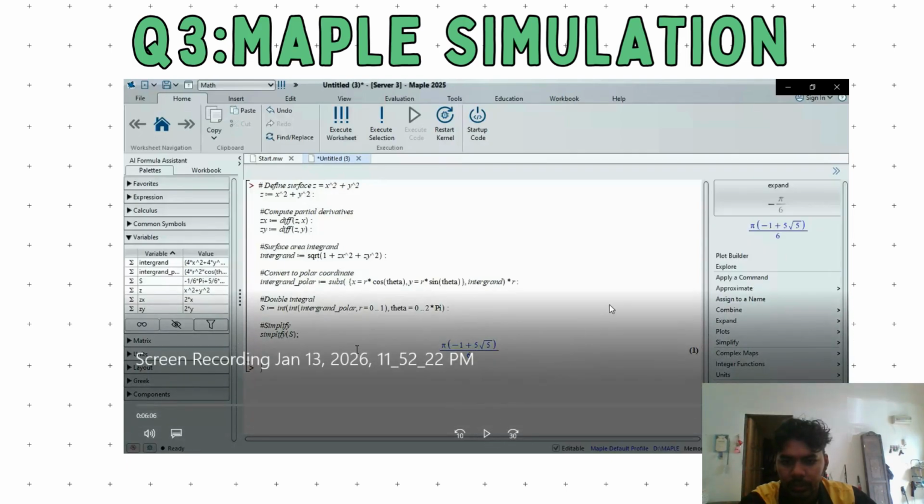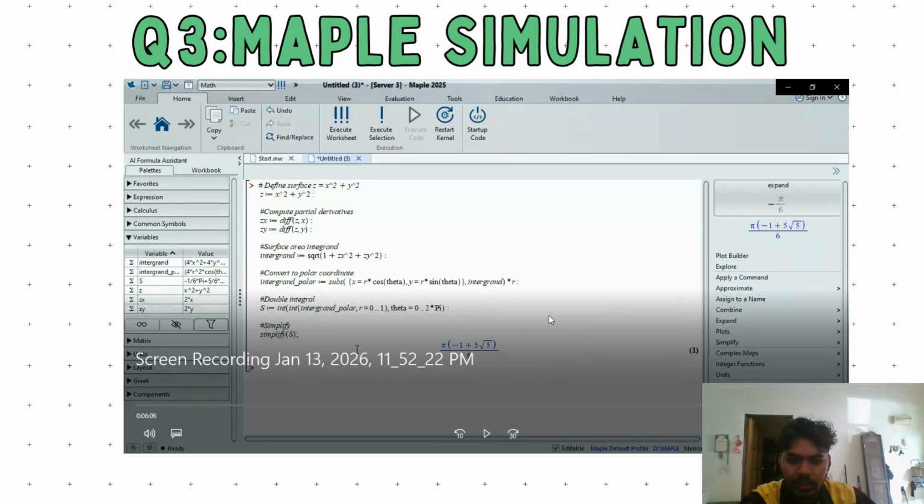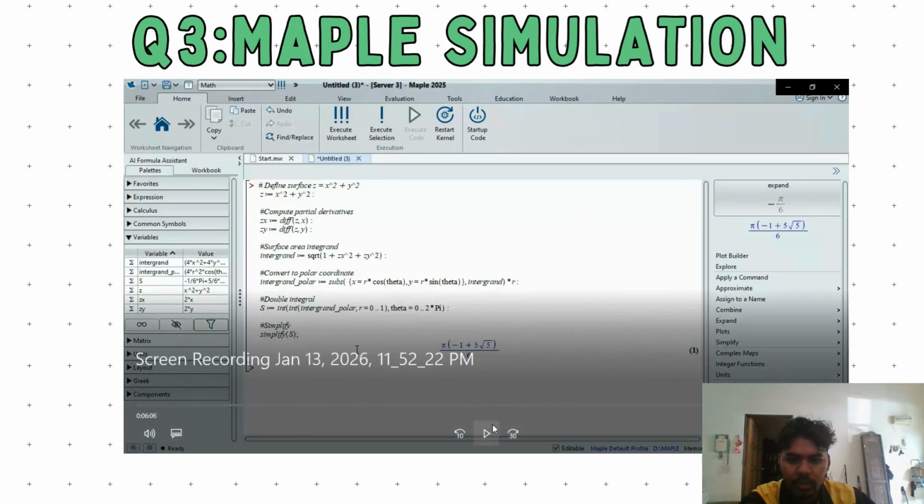Lastly, we will get the answer, which is pi multiplied by (negative 1 plus 5 square root of 5) divided by 6. So the answer from the Maple simulation and from the manual calculation is similar.